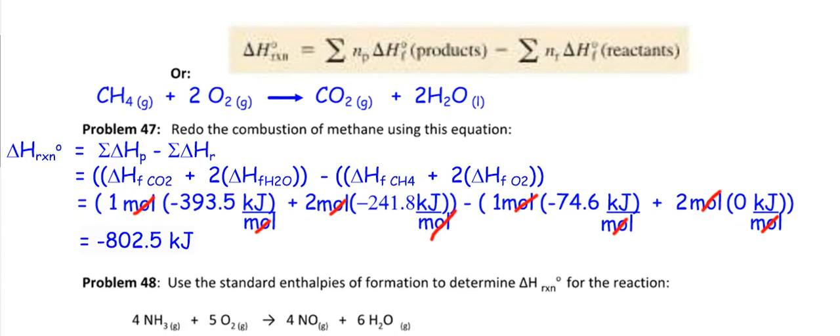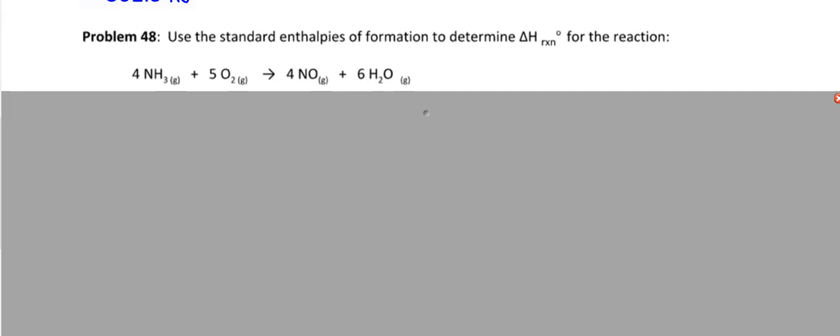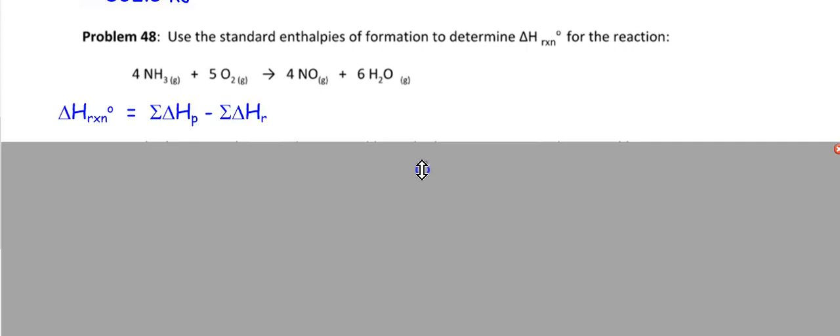Number 49. Use the standard enthalpies of formation to determine the delta H of the reaction for this one. I want you to pause this. I really mean it. Do it and see how you do. Pause it. That means you. Now. Okay, how'd you do? So did you remember products minus reactants? I hope so. So let's scroll down here.